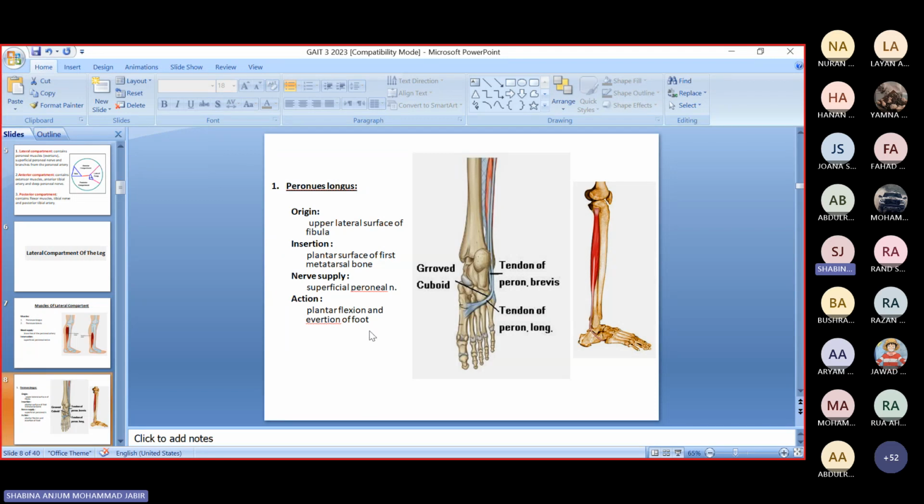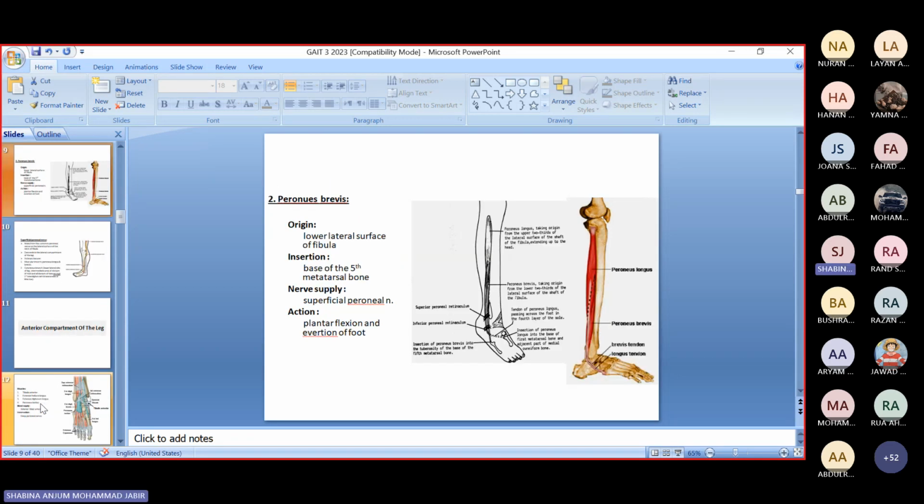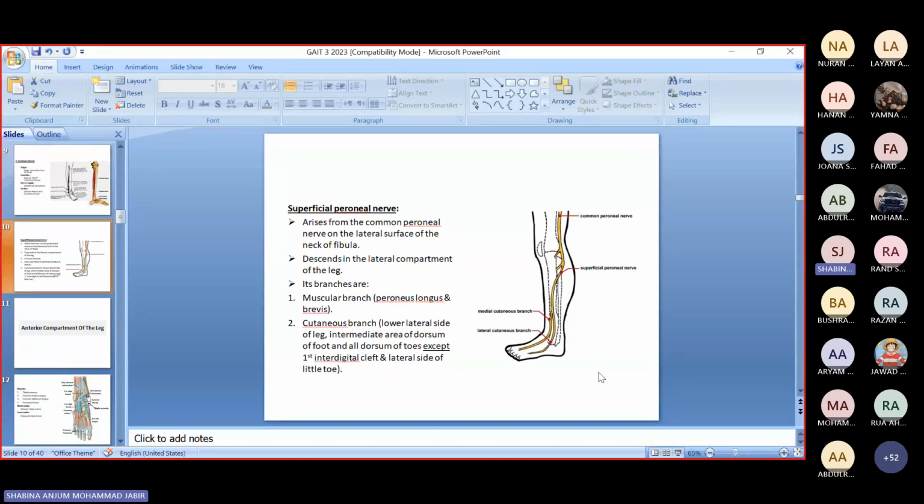Okay, so in the practical session, you will try to do this action, how you can do the plantar flexion, how you can do the eversion of the foot. Then we have the peroneus brevis. So if you cut the longus, you can see there is a brevis muscle which will come from the lower part of the fibula. Okay, as this is a short muscle, it will be inserted nearby, at the base of the fifth metatarsal bone. Nerve supply is also same, its action is also same. So these two muscles you can see in the lateral compartment.